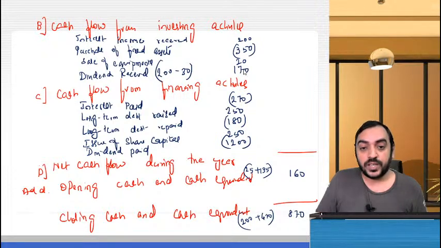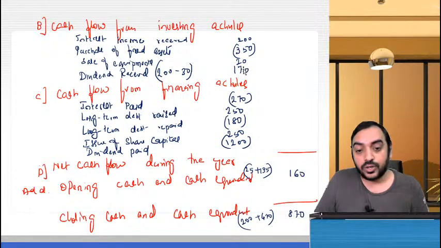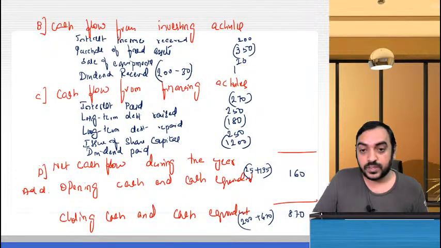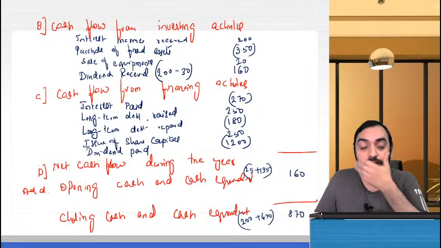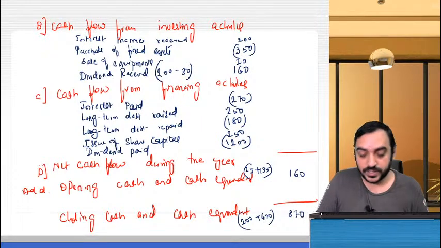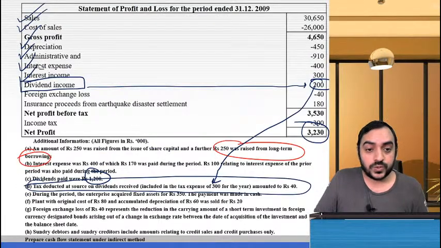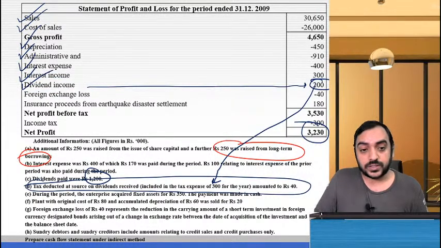So 170 only will become your, no, not 170, 160. 160 becomes your dividend received in financing activities. So this is also done. Foreign exchange loss.